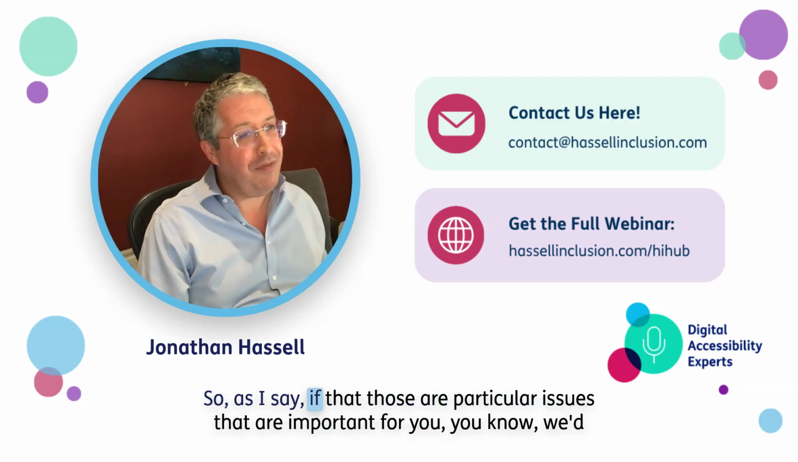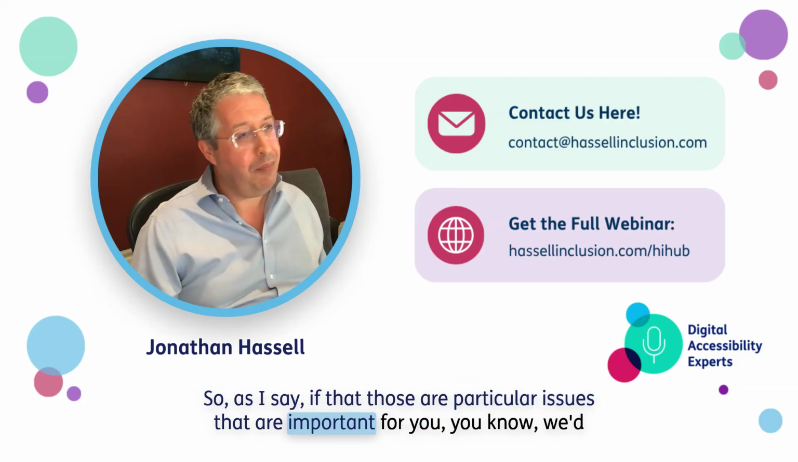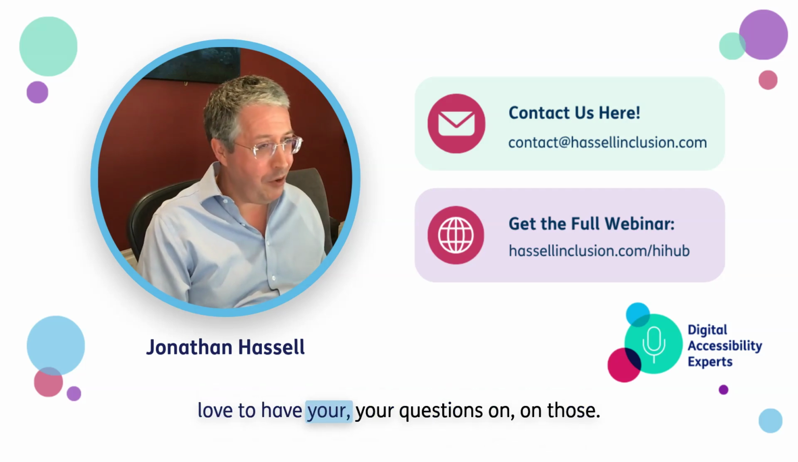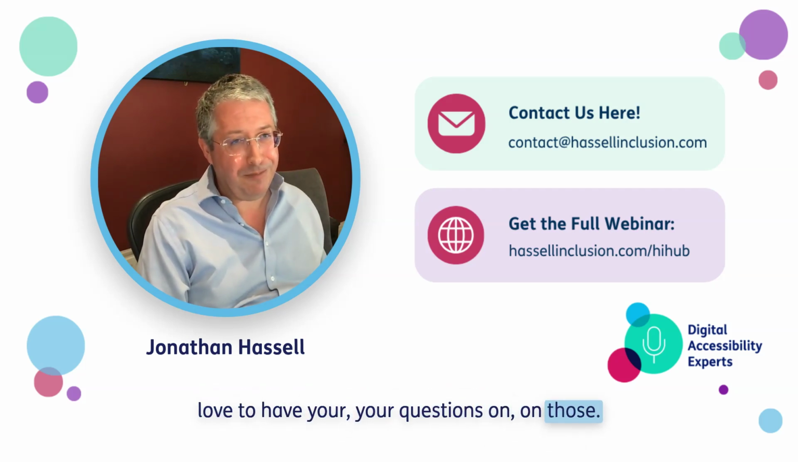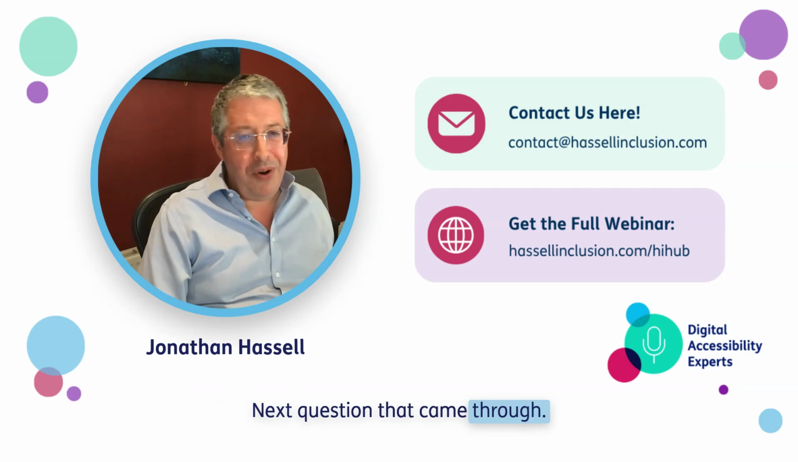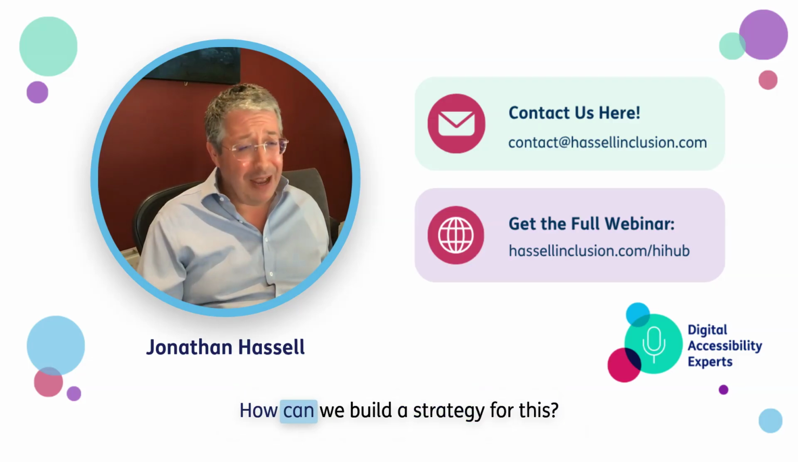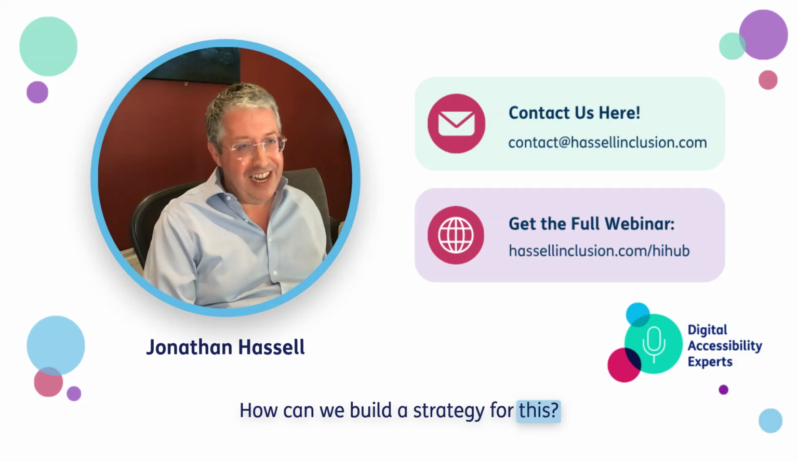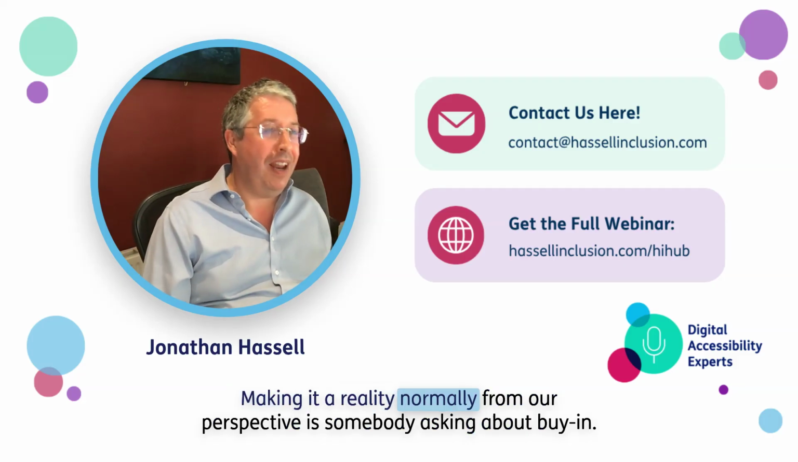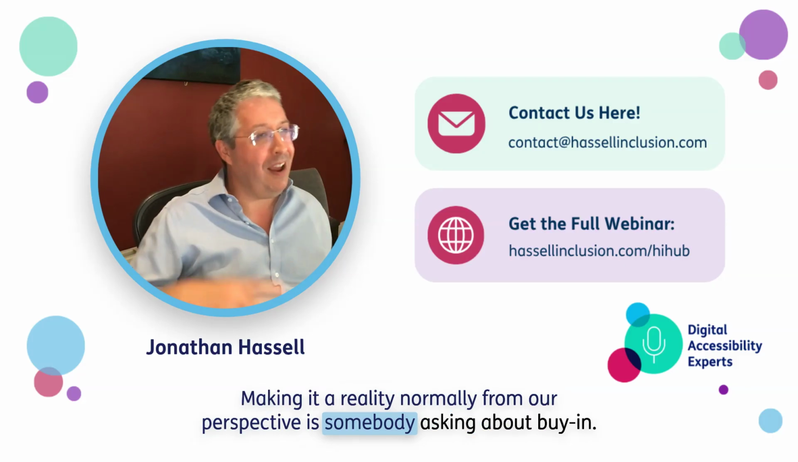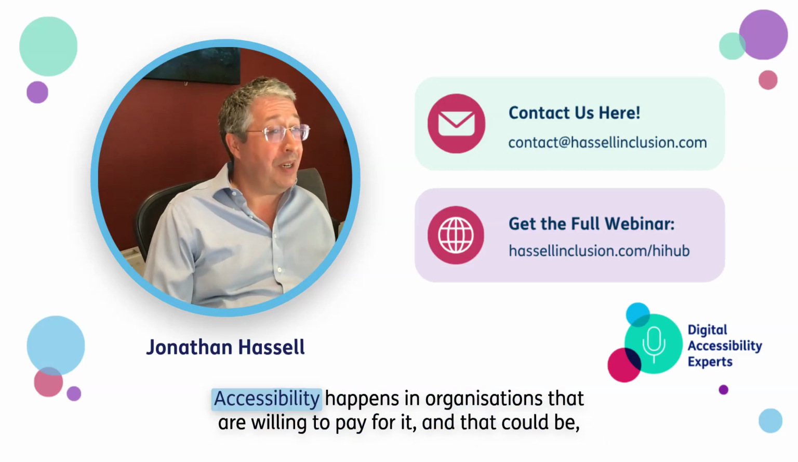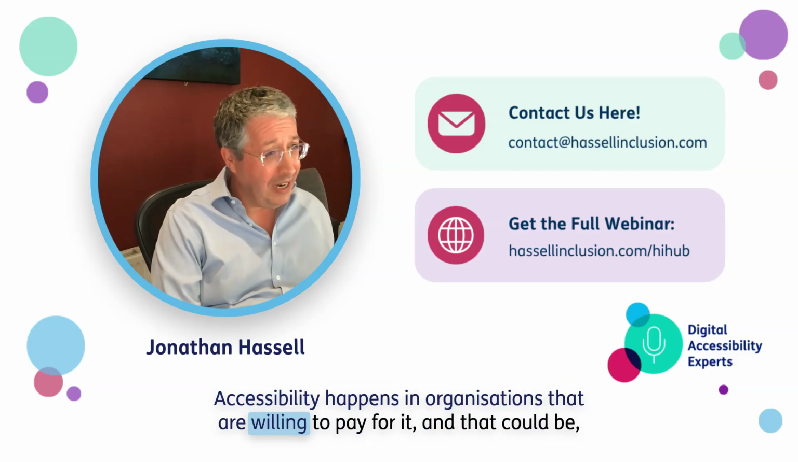So as I say, if those are particular issues that are important for you, we'd love to have your questions on those. Next question that came through: how can organizations make digital inclusion and digital accessibility a reality? How can we build a strategy for this? Making it a reality normally, from our perspective, is somebody asking about buy-in. Accessibility happens in organizations that are willing to pay for it.